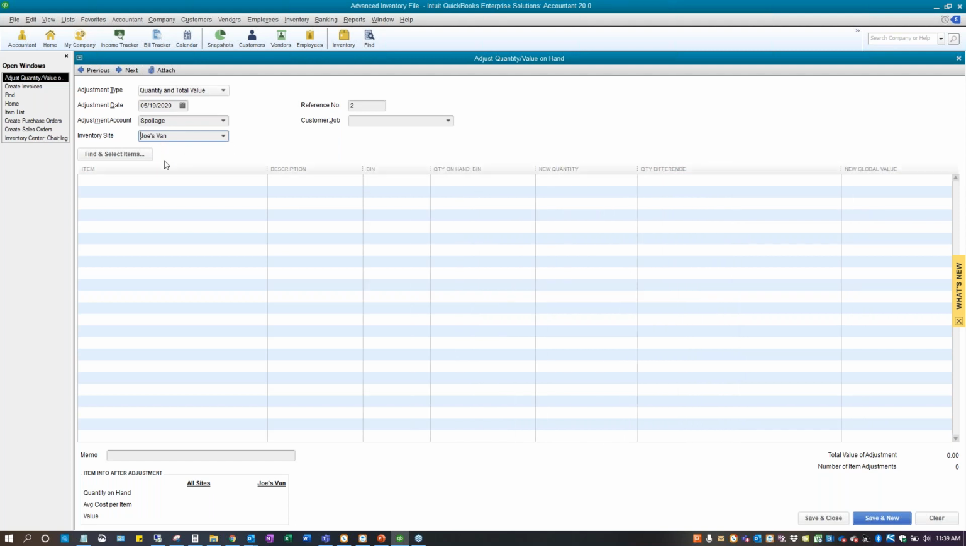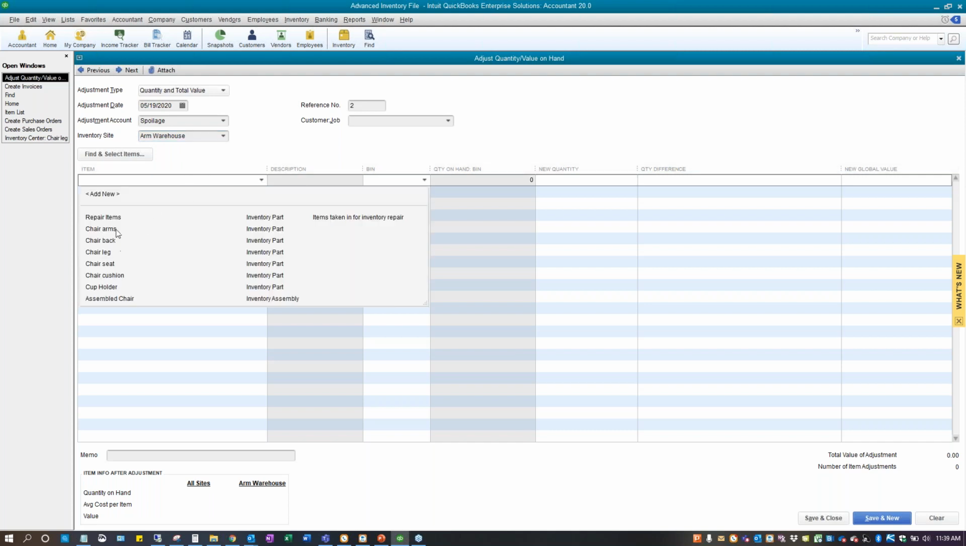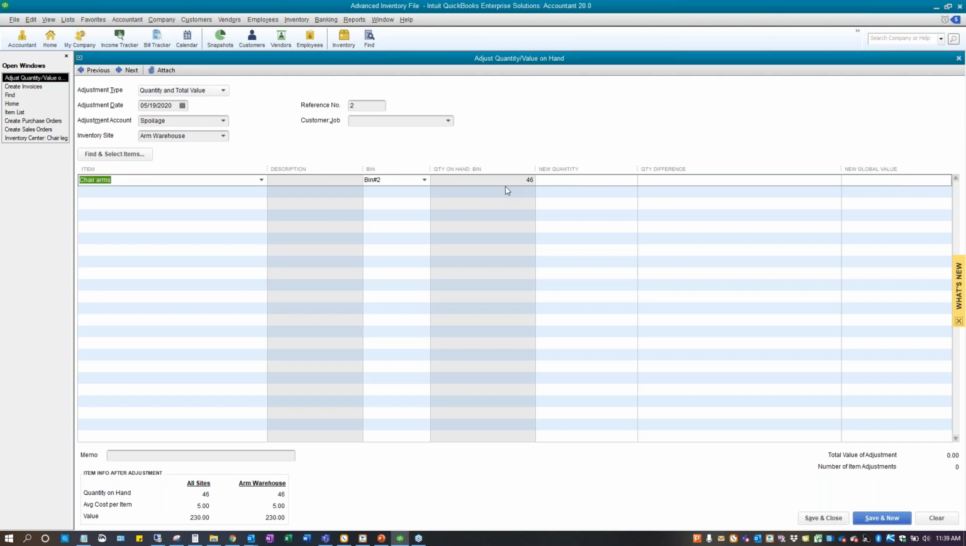This has quantity on hand. So I forgot what Joe had. I better not do Joe. Okay. There's my arms. I've got 46. I'm going to make my quantity 42. Let's say we messed up 2 arms. This is the problem. You have to know what the new quantity should be, not what spoiled.